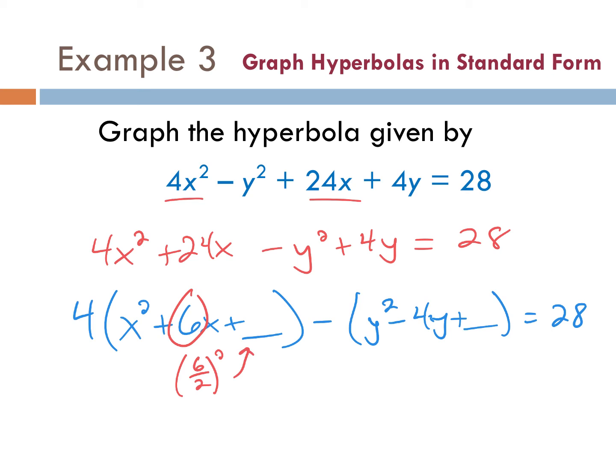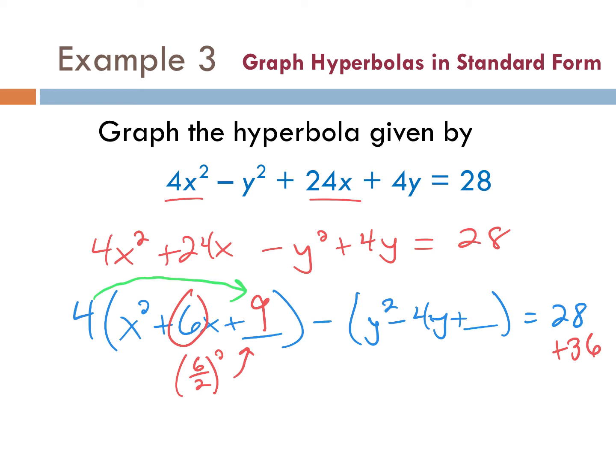Remember that coefficient that's in front of the parenthesis there will affect what you add to the other side. So even if I divide that by 2 and square it, I get positive 9. I'm going to want to add 4 times 9 to the other side, which is 36. So don't forget about that if you have any coefficients. You have to add the multiplication of that coefficient in front.